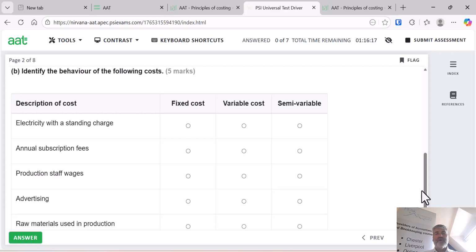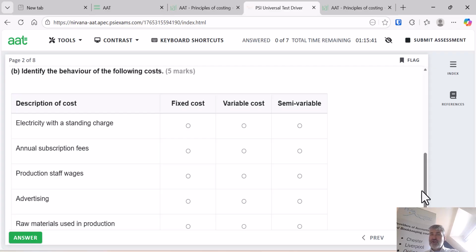So what we've got to do is identify which type of cost behavior the transaction is talking about. We're starting off with the cost of electricity with a standing charge. If we get charged for electricity, there are typically two components to that charge. There will be a fixed element, relating to the provision of electricity or power in the first place, but then on top of that, the user will be charged for the amount of electricity that they use, typically in terms of the kilowatt hours of energy that they are consuming.